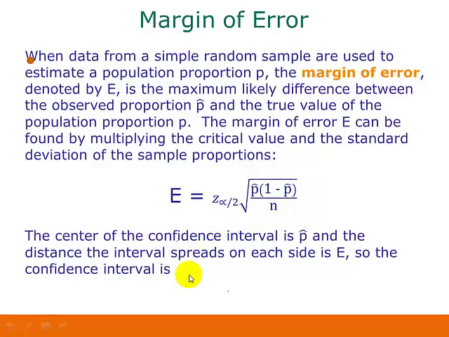Again, the center of our confidence interval is going to be the P hat, and the distance the interval spreads on each side is E, the margin of error. So our confidence interval will actually look like this. Our lower limit will be P hat minus E, and our upper limit will be P hat plus E.